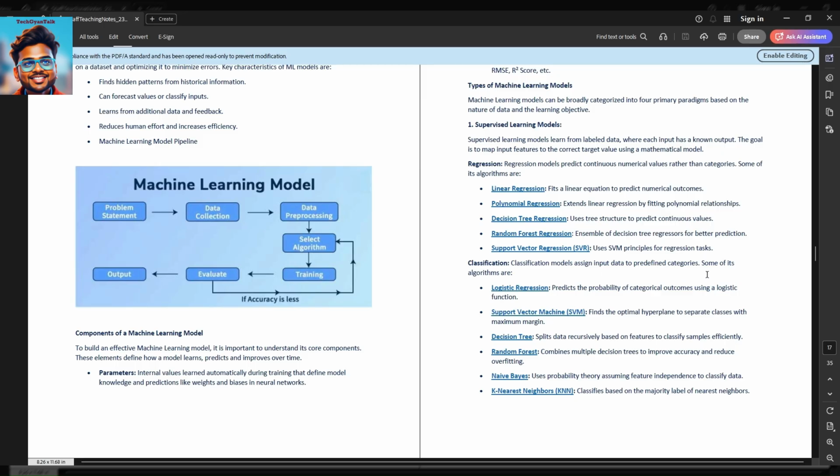Classification models assign input data to predefined categories. Some of its algorithms are: logistic regression predicts the probability of a categorical outcome using a logistic function. Support vector machine, SVM, finds the optimal hyperplane to separate classes with maximum margin. Decision tree splits data recursively based on features to classify samples efficiently. Random forest combines multiple decision trees to improve accuracy and reduce overfitting.